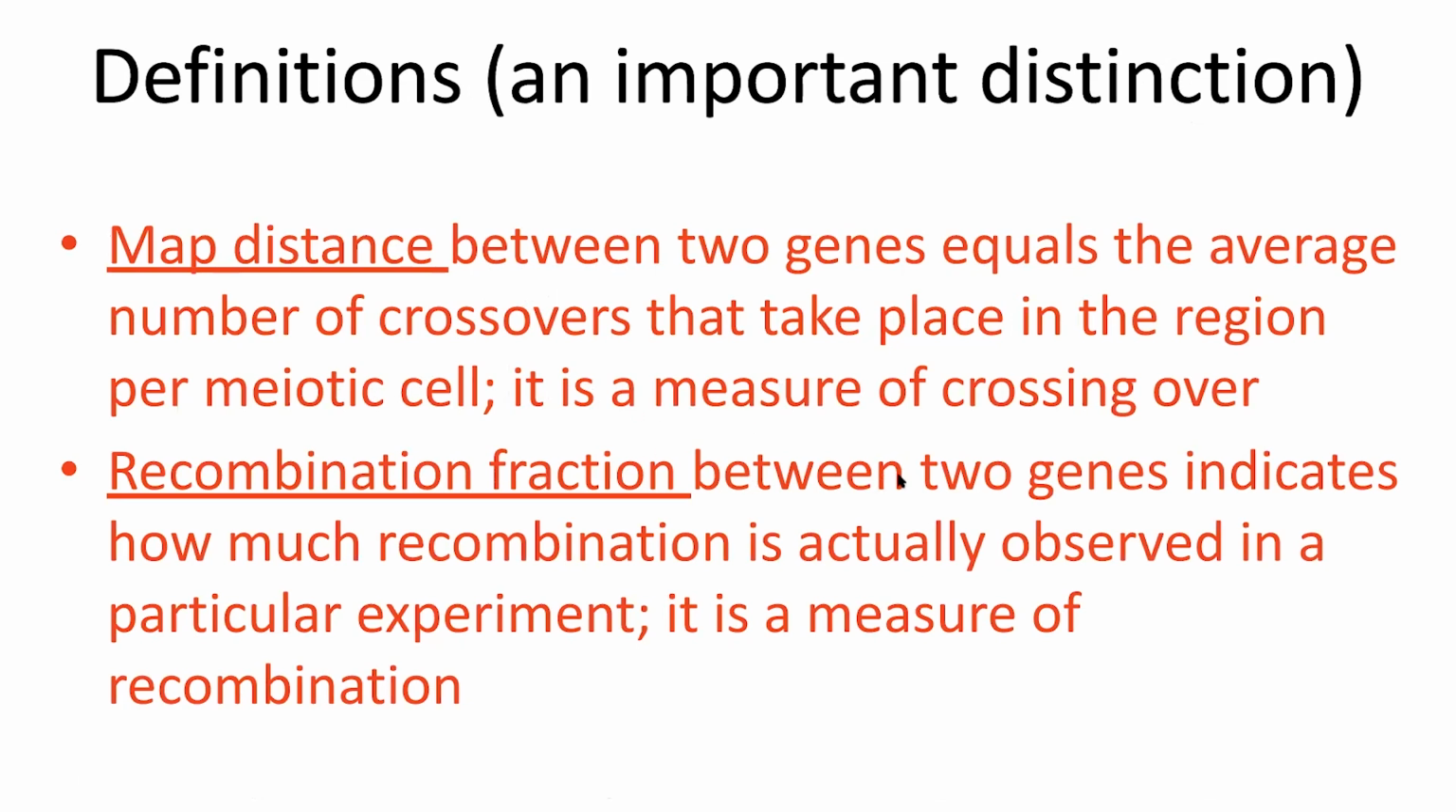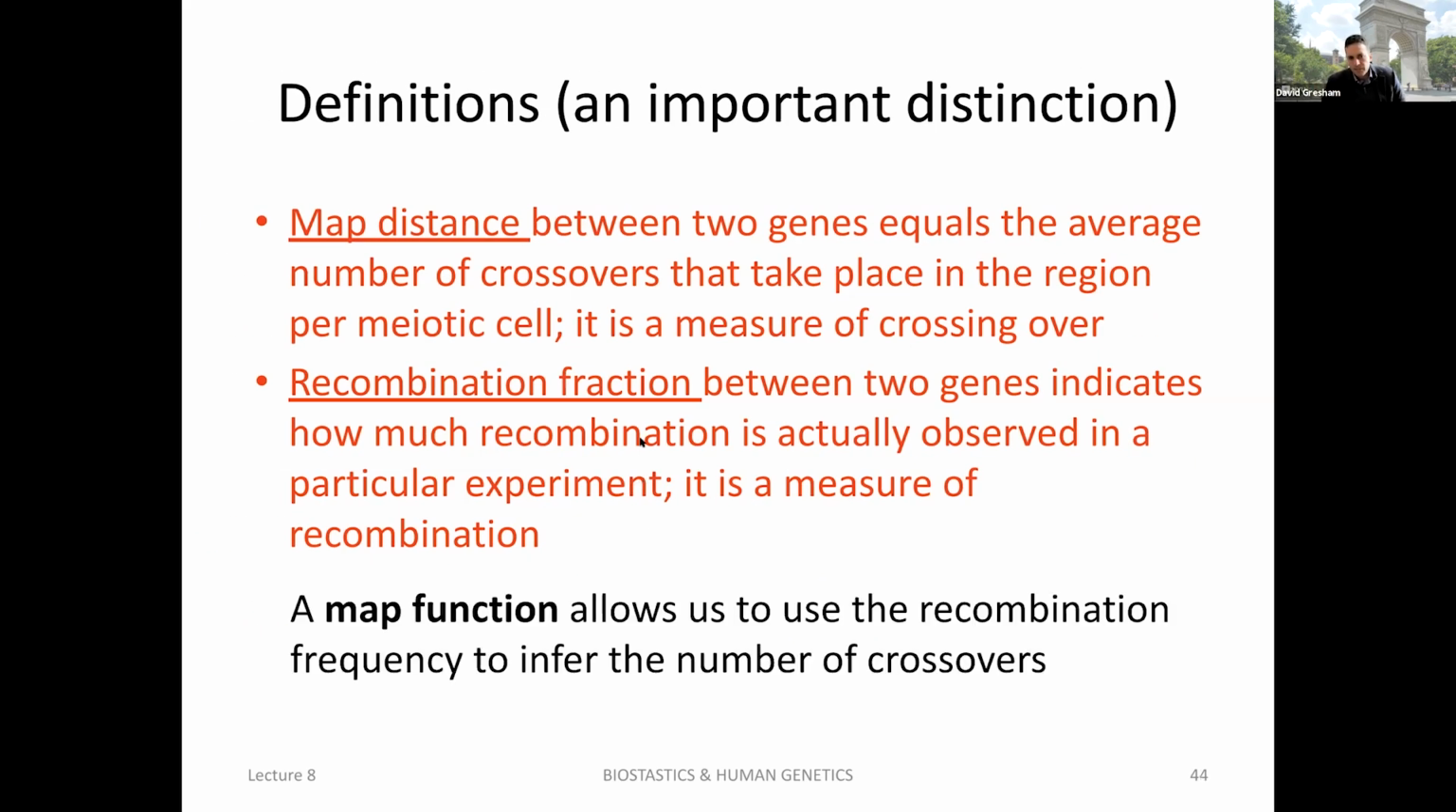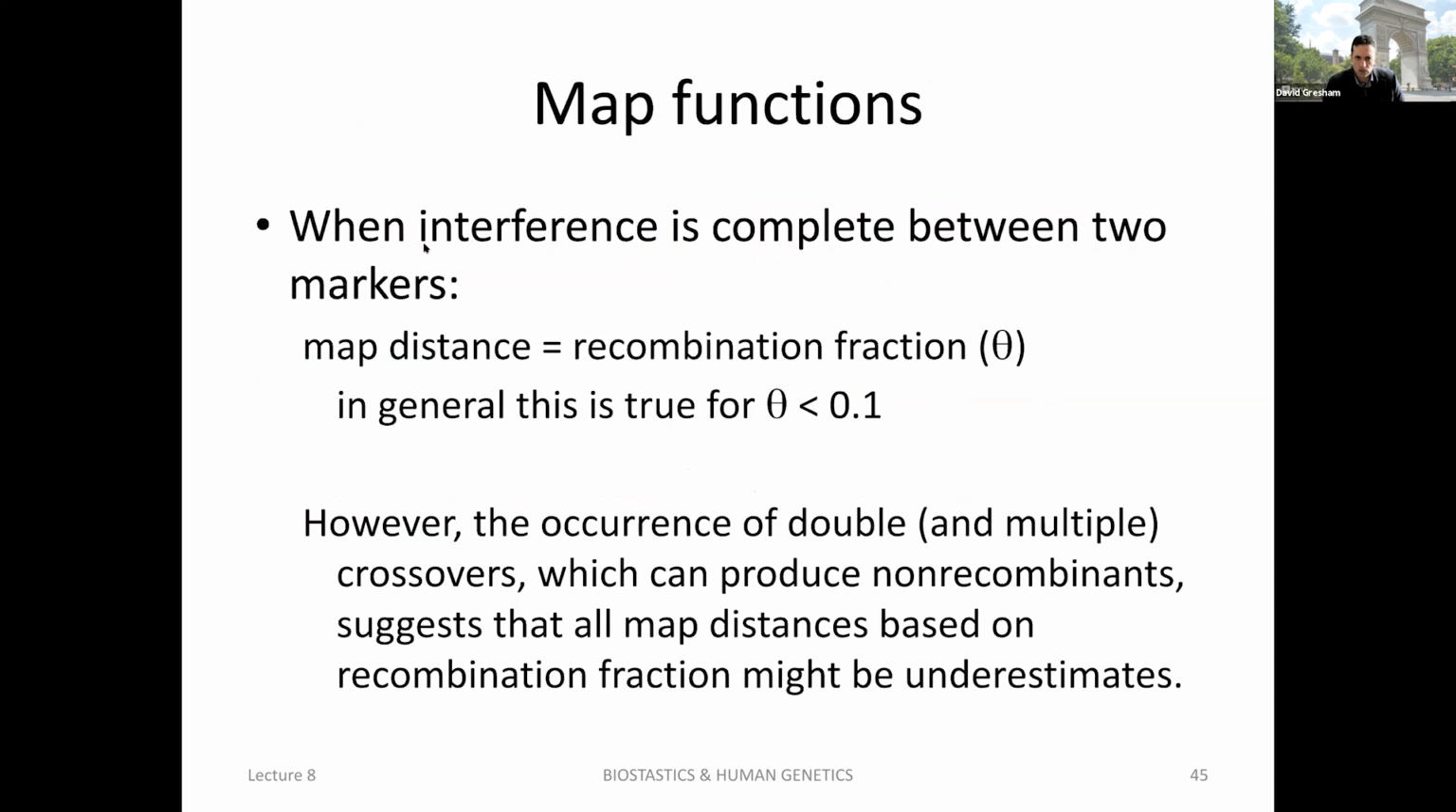Whereas the recombination fraction between two genes indicates how much recombination is actually observed in a particular experiment. So it's a measure of recombination, and so there's a distinction between them. But what a map function does is it allows us to use the recombination fraction, the recombination frequency, to infer the number of crossovers. And that is what we want a map function to do.